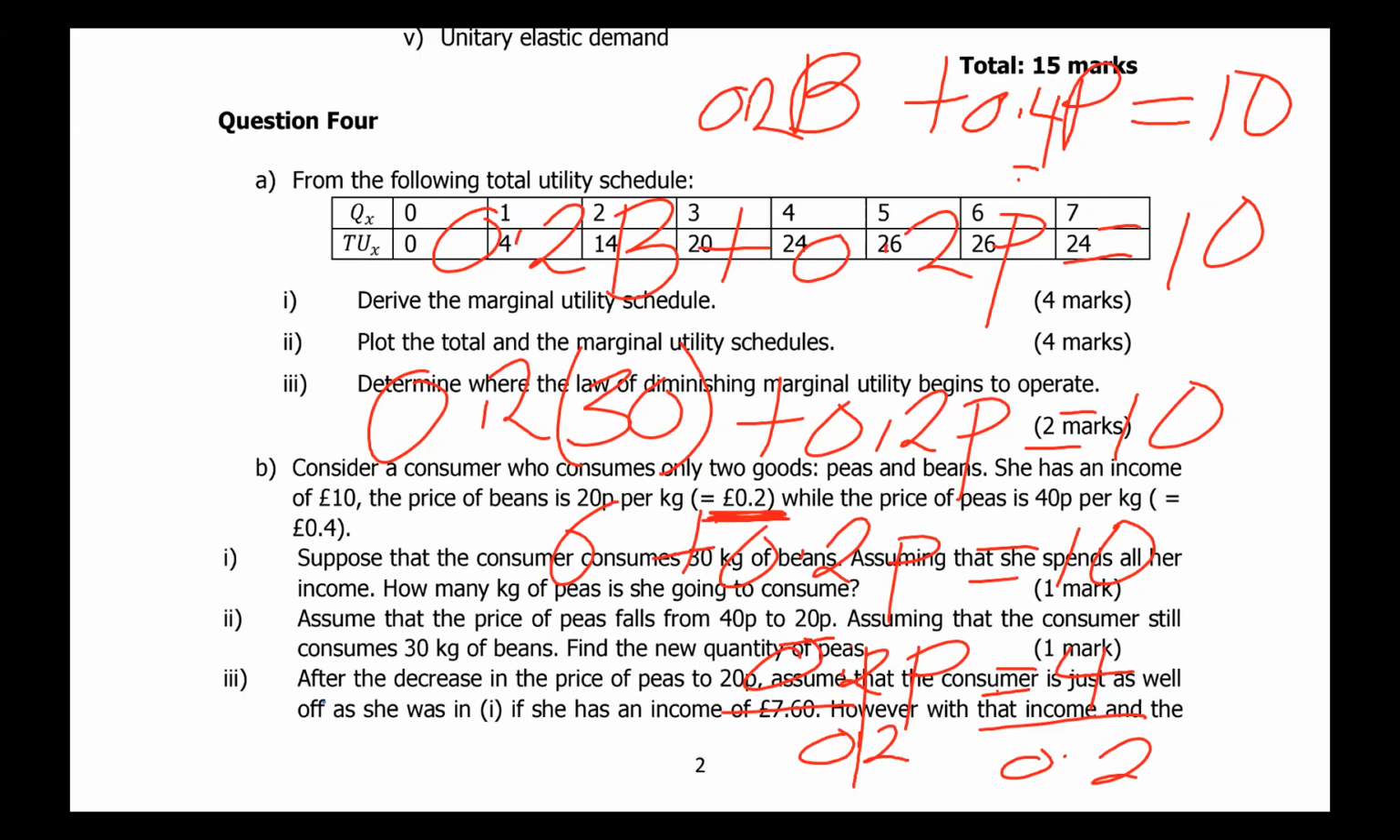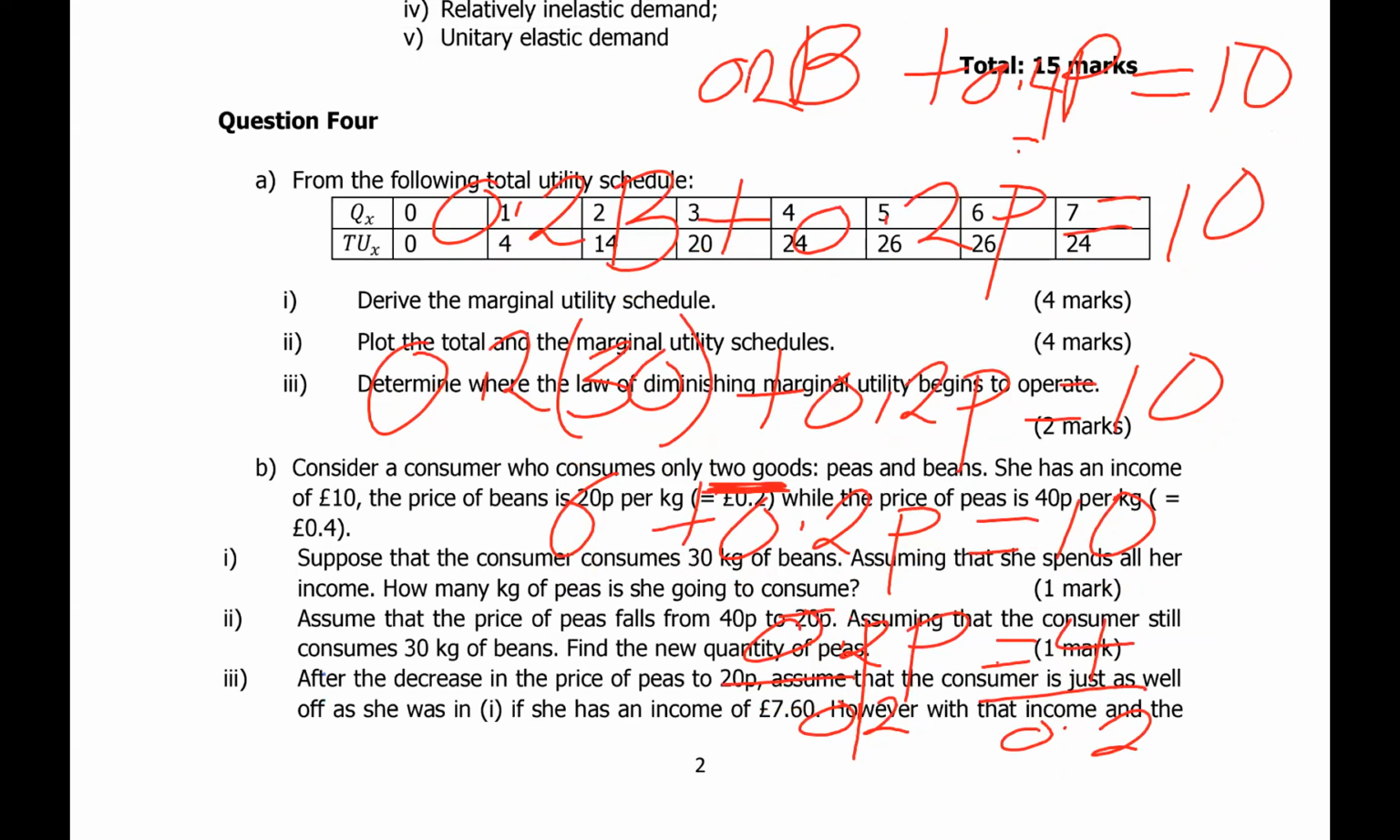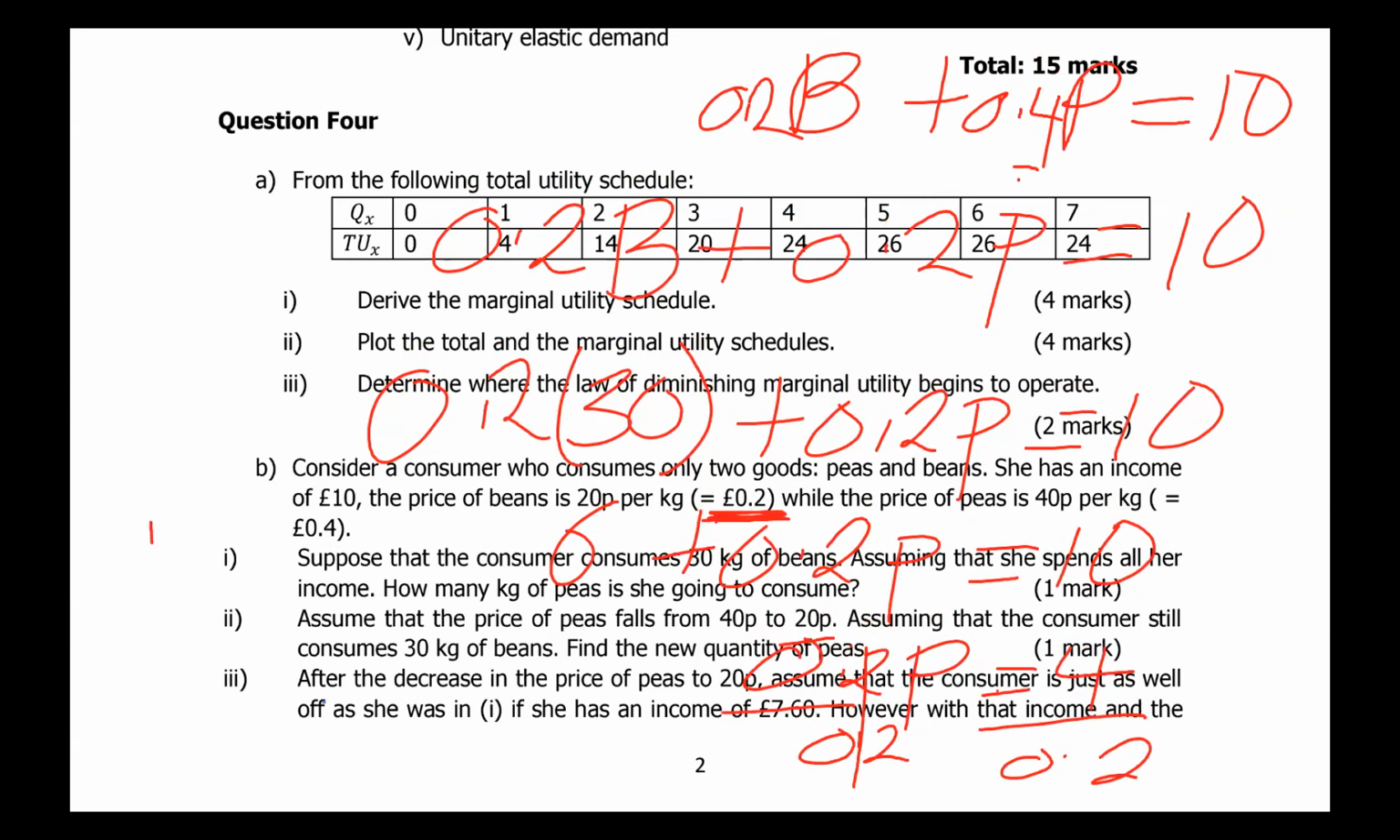Did you get that? Yes, it's clear. Okay, right. So what do we get? What is the new price for peas, or the quantity for peas? It's 4 divided by 0.2, which is 20.